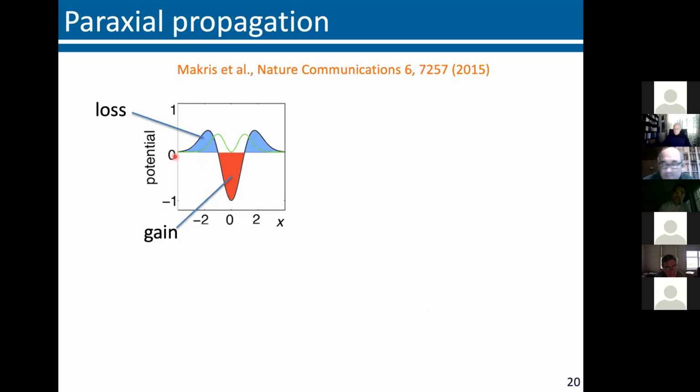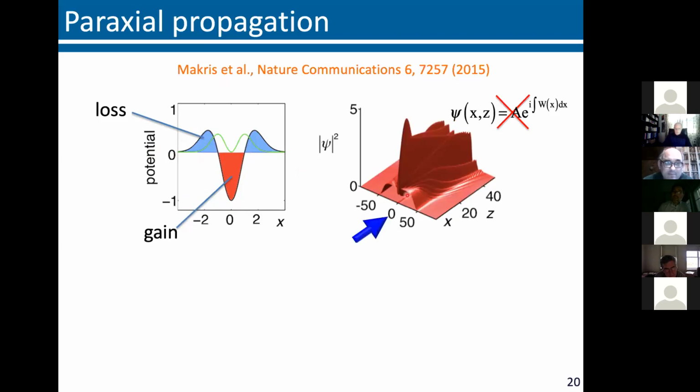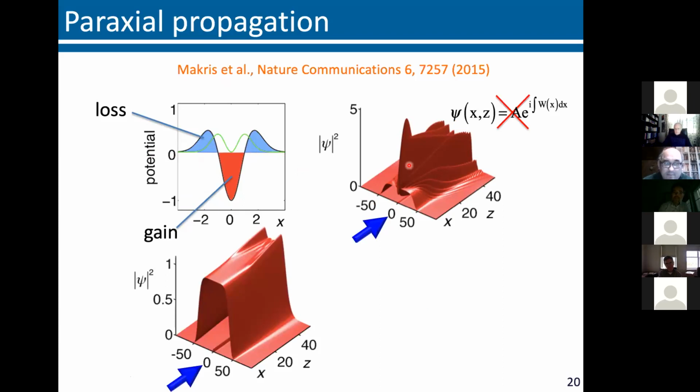if this is the real part of the potential and this is the imaginary part with gain and loss, then if the wave doesn't come in with the right amplitude and phase distribution, and here is actually this potential around zero that goes all the way back here, then you get lots of diffraction. But if you inject the wave with the correct amplitude and phase onto this potential that also satisfies this equation with the W squared, etc., then you will find a wave that has a constant intensity.